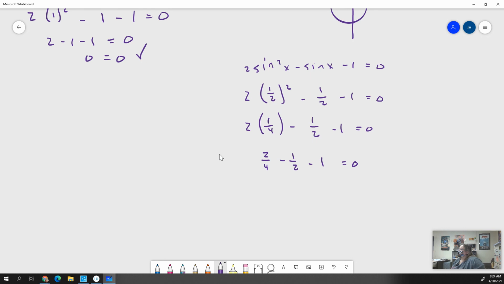I feel like I did something wrong here. Oh, this is minus a negative 1/2, right? So this would be plus. That's where I screwed up. So this becomes 1/2 plus 1/2 minus 1 equals 0, which gives me 1 minus 1. So these check out, right?